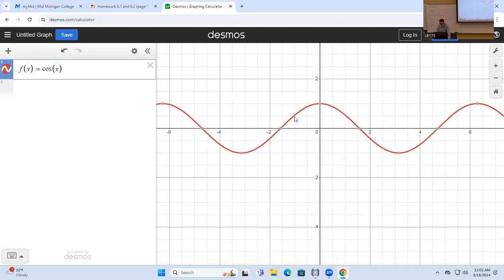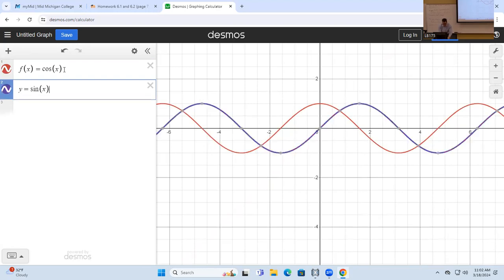So whether you look at the graph of cosine and then the graph of sine, you can see the graph of sine is symmetric about the origin. The graph of cosine is symmetric about the y-axis. So sine, therefore, is odd. Cosine is even.